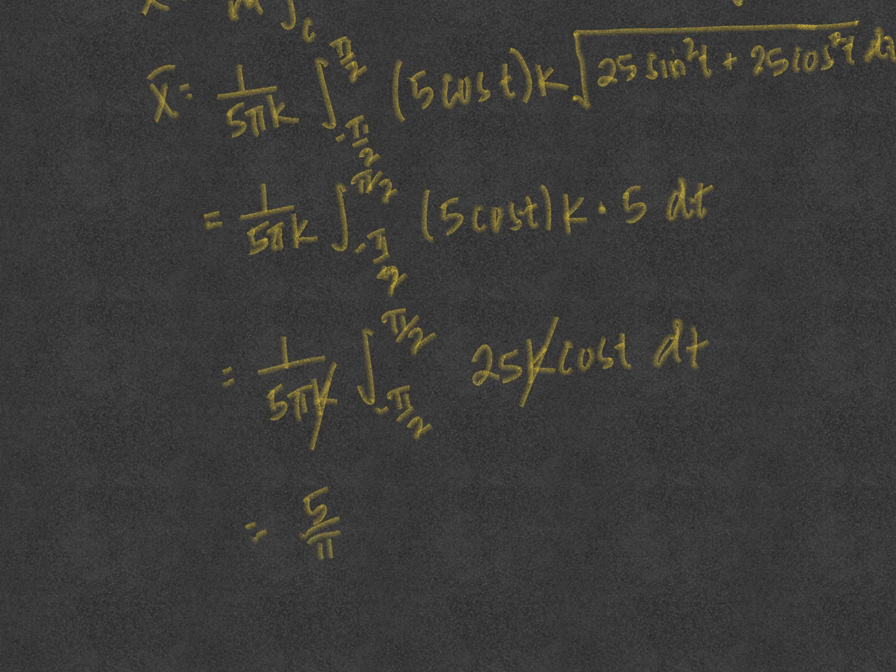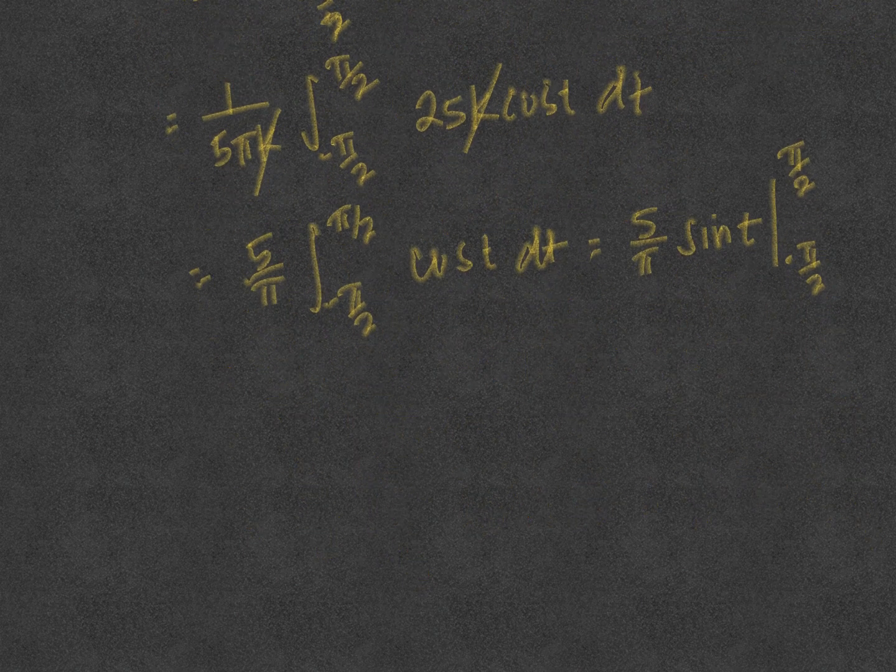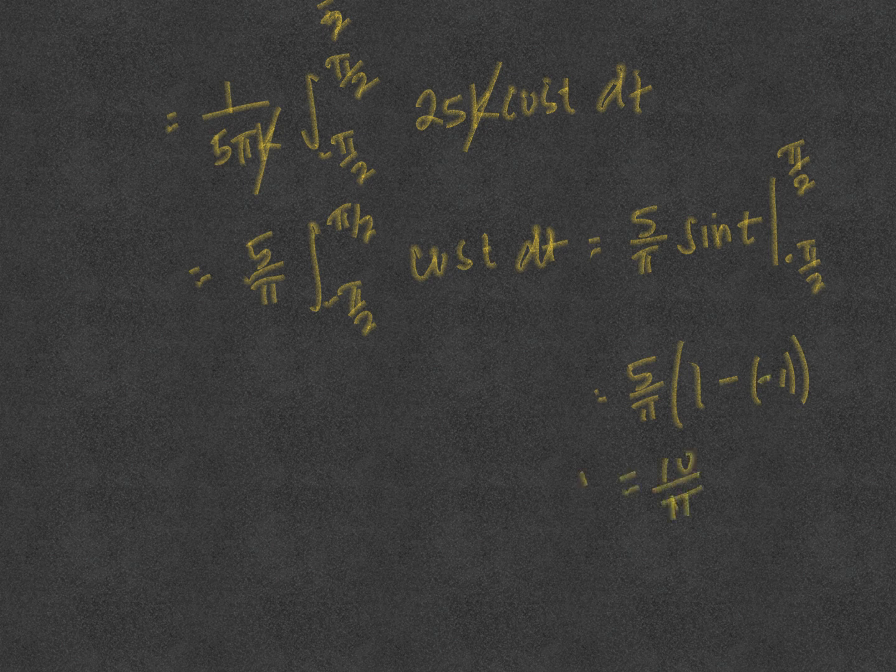We have 5 over pi times the integral from negative pi over 2 to positive pi over 2 of cosine t dt. Not a bad integral. When you integrate cosine, you get sine of t from negative pi over 2 to positive pi over 2. So we have 5 over pi, and when you evaluate sine of pi over 2, it's 1, minus sine of negative pi over 2, which is negative 1. So this becomes 2, and we have 10 over pi. And this is our x value for our center of mass.